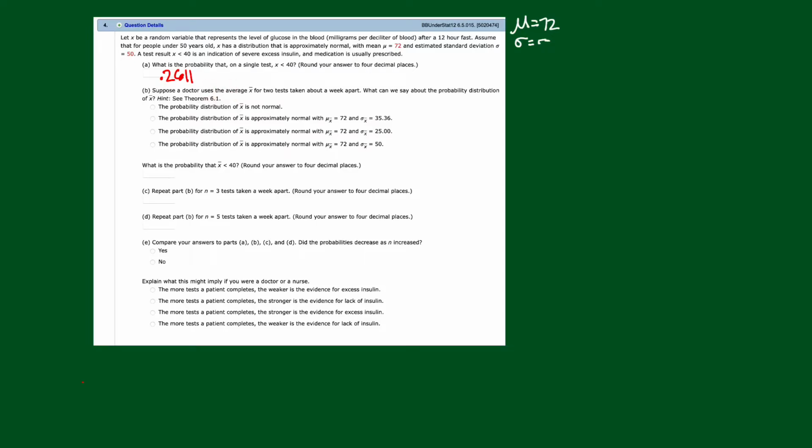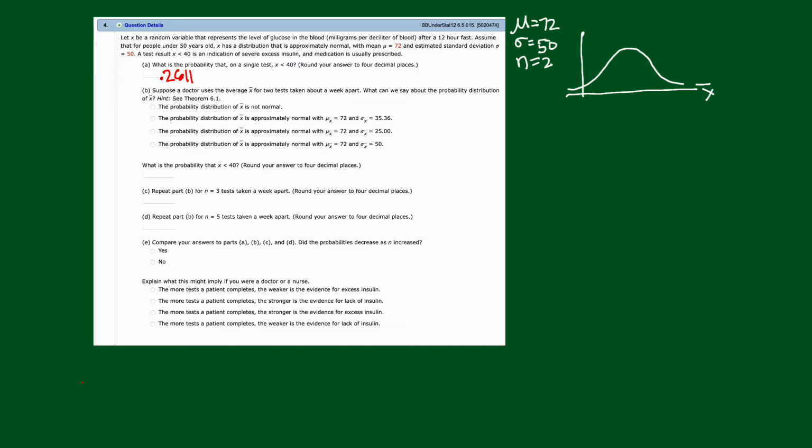Suppose a doctor uses the average X bar for 2 tests. All right, so in this case, what we're going to have is that not just one test, but n is going to equal 2. What can we say now about the probability distribution for X bar? Well, X bar is always normally distributed. Let me see if I can actually draw this.